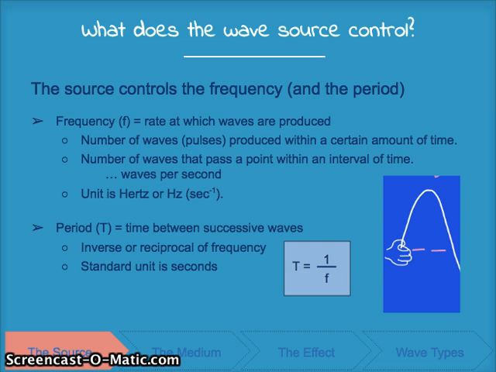Hertz, abbreviated Hz, and a hertz is 1 per second. So when we talk about frequency, we're talking about how many waves are being produced per second. The period is the exact reverse of that, but the two ideas really describe the same concept, how often waves are being produced. Period just measures the time between each wave's production. And so the period is the reciprocal of the frequency. Therefore, the standard units for period are going to be seconds.